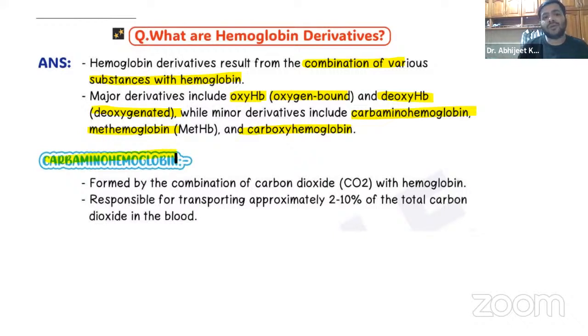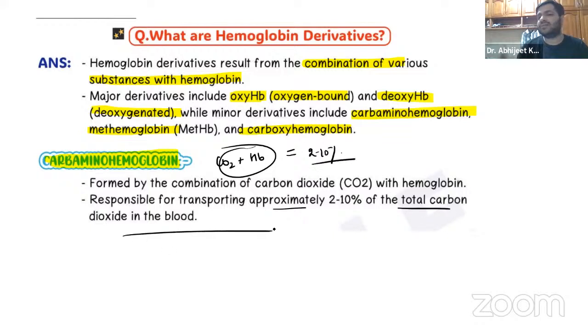The very first one we have to remember is carbaminohemoglobin. When I say carbamino, I'm talking about carbon dioxide combined with hemoglobin. Now, guys, remember it is responsible for transporting approximately 2 to 10% of the total carbon dioxide in the blood. That is carbaminohemoglobin. So the carbon dioxide transportation in our body via hemoglobin is only about 2 to 10%.